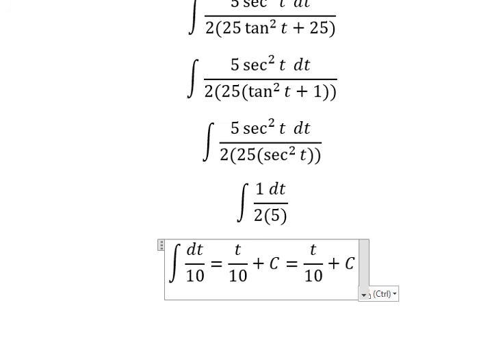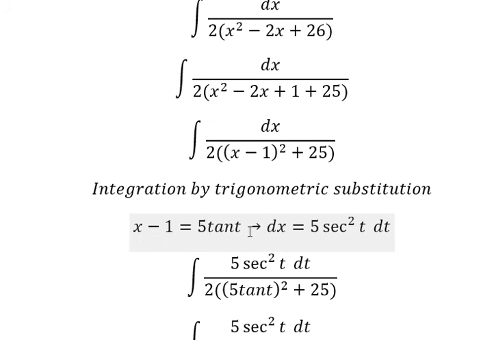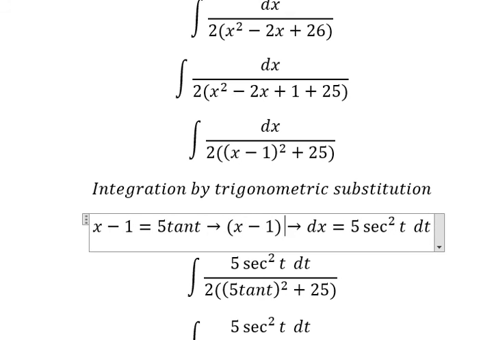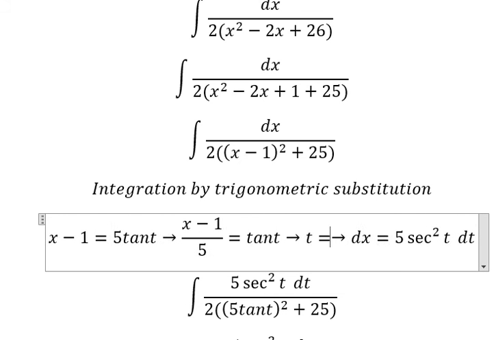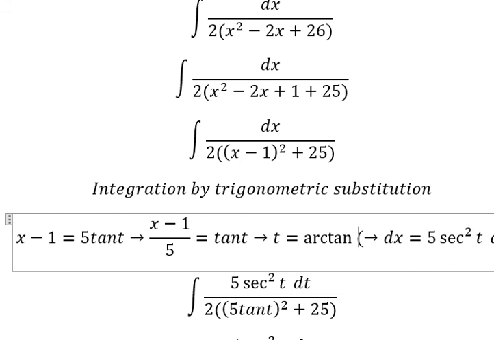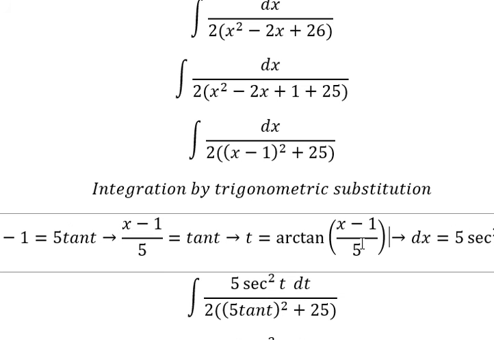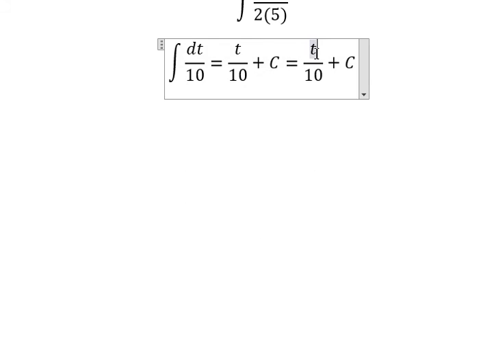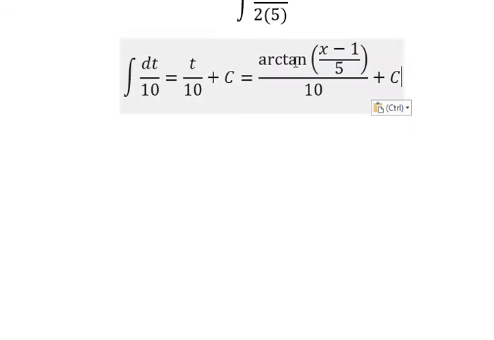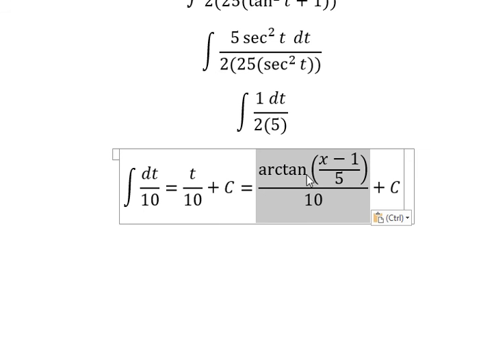About t in here, that is this one. So we need to divide both sides by number 5. And we get t equals arctan of this one. So I will put this one to replace t. And this is the answer for question number 1.